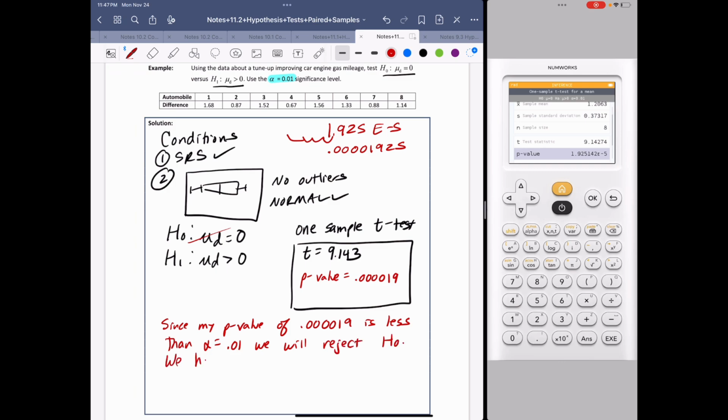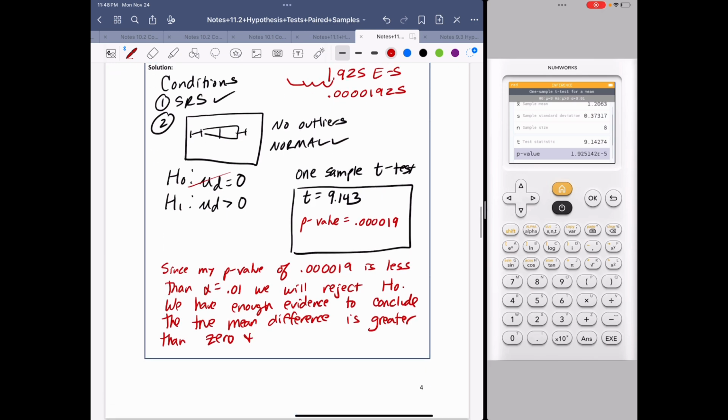We have enough evidence to conclude the true mean difference is greater than 0. And what that means is gas mileage improved. You would not have to put that, but gas mileage improved.